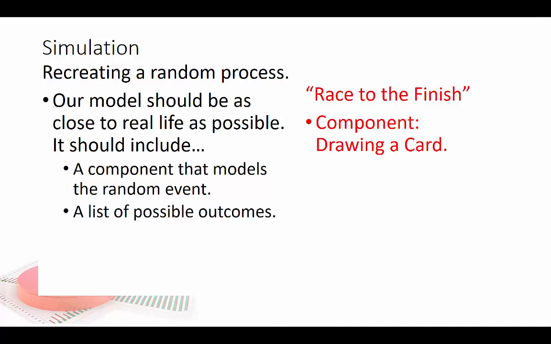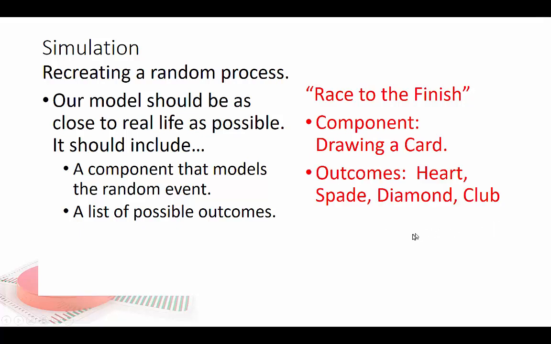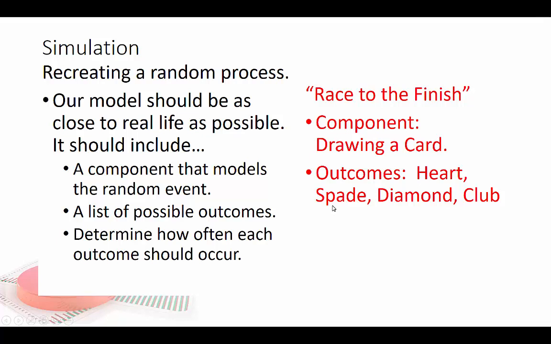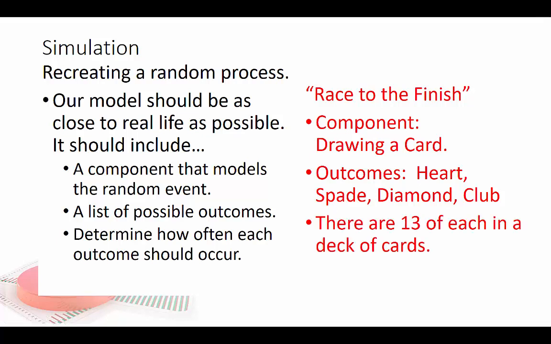drawing a card. It should include the list of possible outcomes for that component, which is that we could get a heart, a spade, a diamond, or a club. You do need to be a little careful in the sense that you need to remember that there are different hearts, different spades, different diamonds, and different clubs, and we'll talk about that in a little bit. Now, you should also determine how often each outcome should occur. In this case, there are 13 of each in a deck of cards.